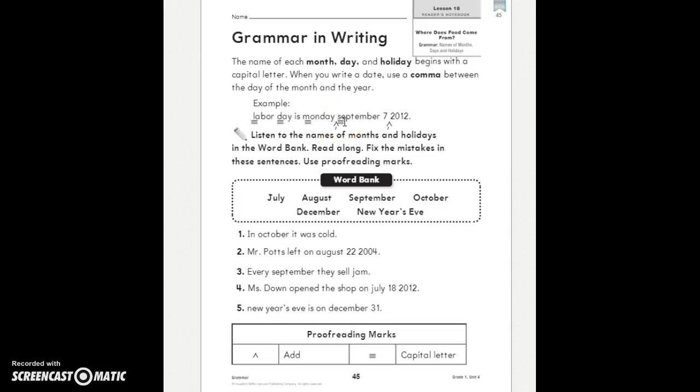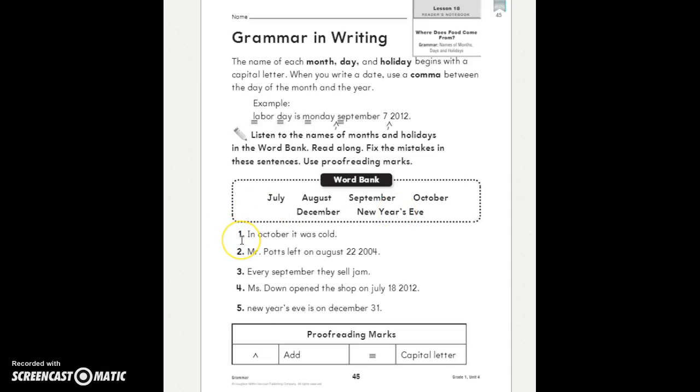September needs to be capitalized, 7. And here we need another comma, so we use the caret and we add the comma underneath the caret, 2012. Listen to the names of months and holidays in the word bank. Read along and fix the mistakes in these sentences. Use the proofreading marks. So here's your word bank: July, August, September, October, December, and New Year's Eve.